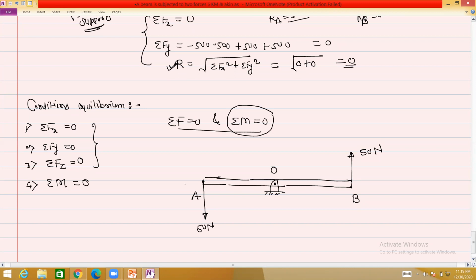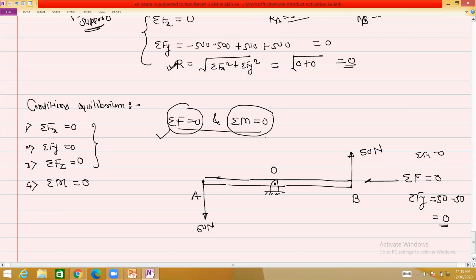Okay. So if you apply these conditions, summation F equals 0, then we can say it is in equilibrium. For this case, summation of F is equal to 0, because summation Fx is 0, there is no force in the x direction, and summation Fy is equal to 50 Newton in the positive direction and minus 50 in the negative direction. So this is equal to 0. So the first condition is satisfied. Summation of forces is 0.